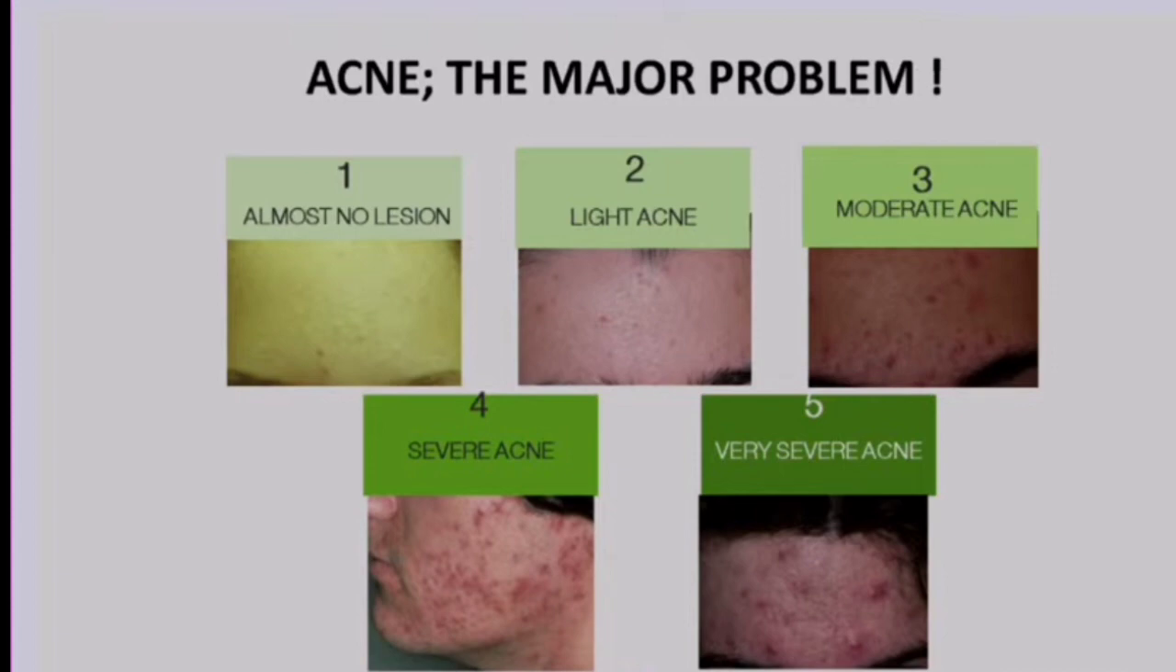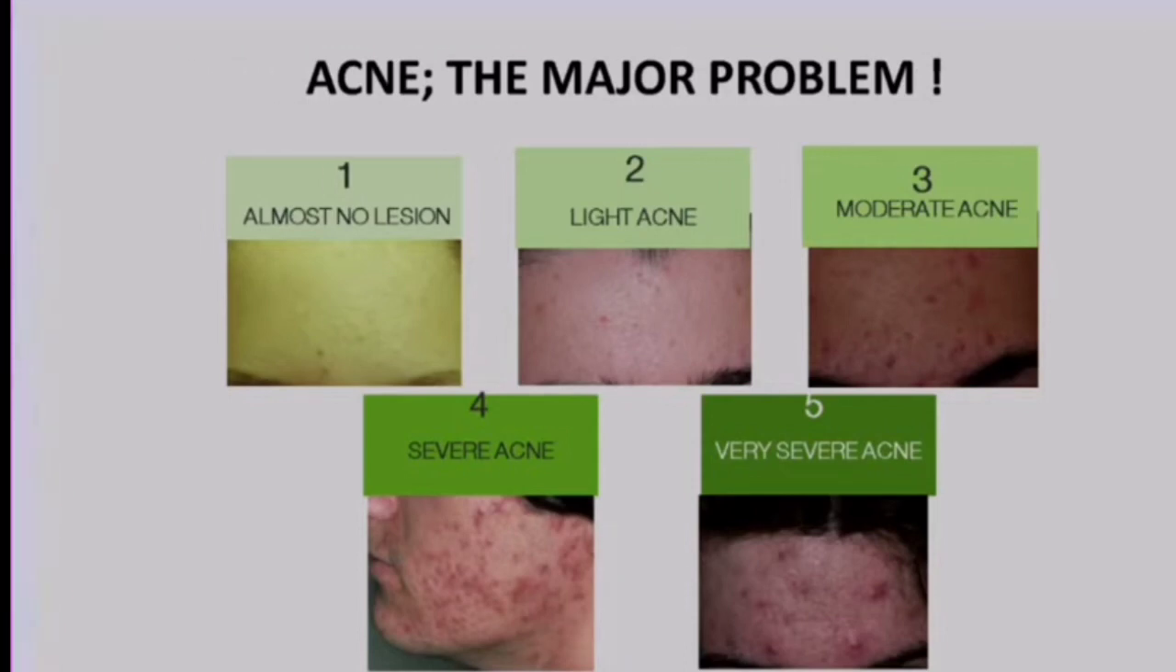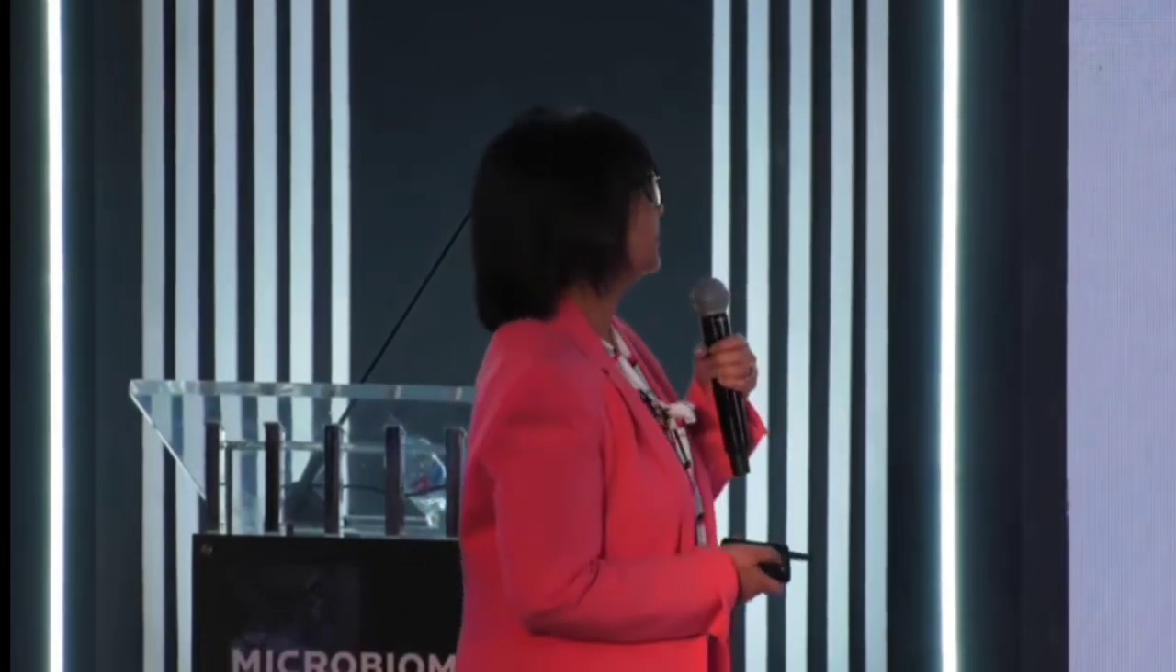they have acne. And they have different grades of acne, as you see, from almost no lesions up to the very severe acne cases. What brings this severity? Why are some people having just few papules and others having nodulocystic lesions and scarring? All this is the interplay between the microbiota and the host immune response.